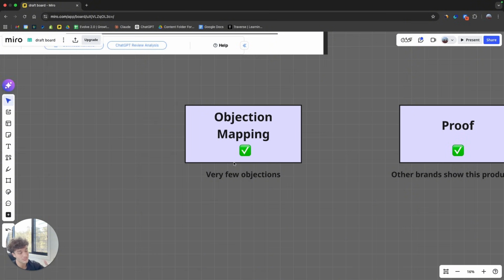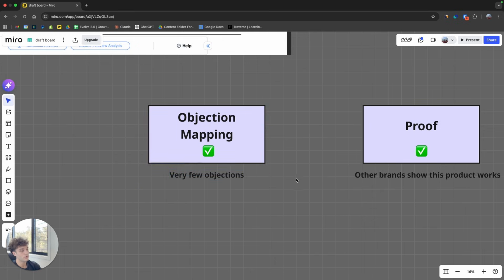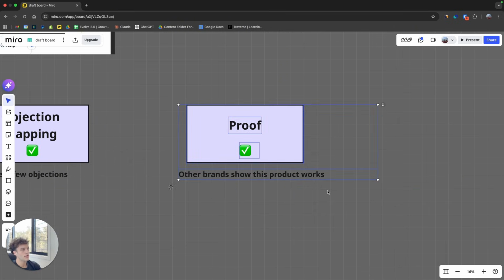They're like, is it going to hurt? Is it painful? Whatever. Compare this to the amount of objections this product has. It's very, very few, which is good. All right, moving on to proof now.